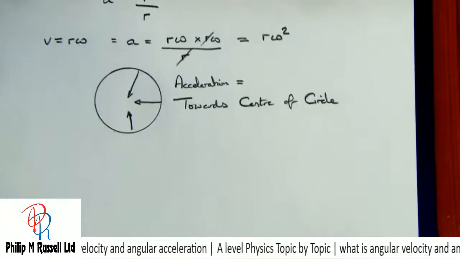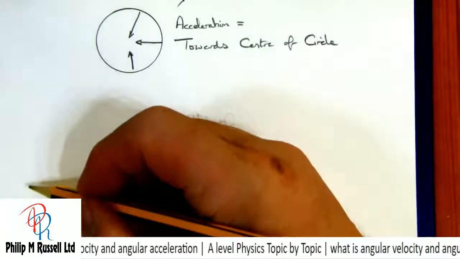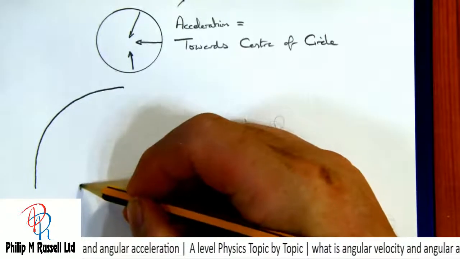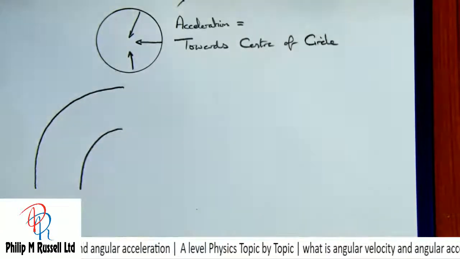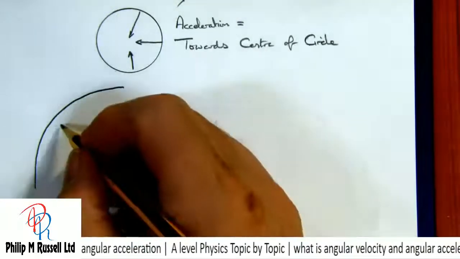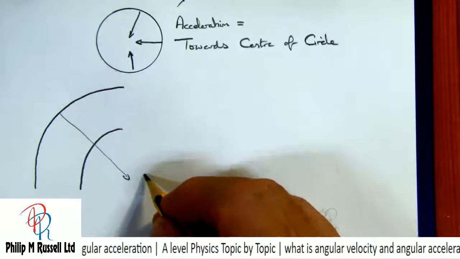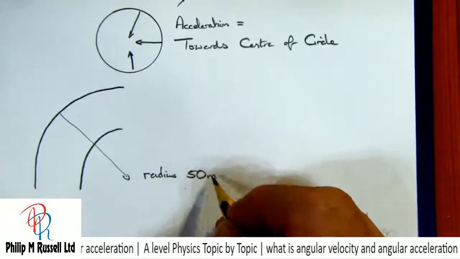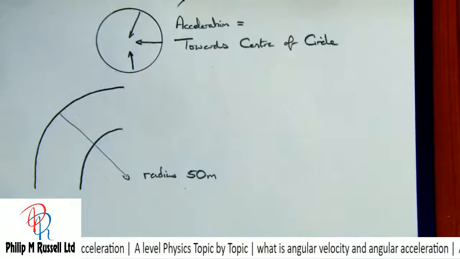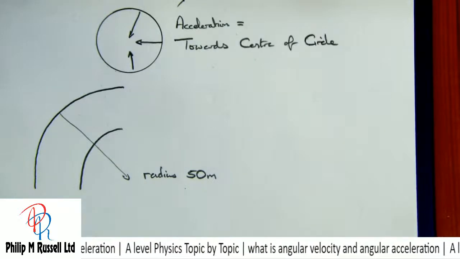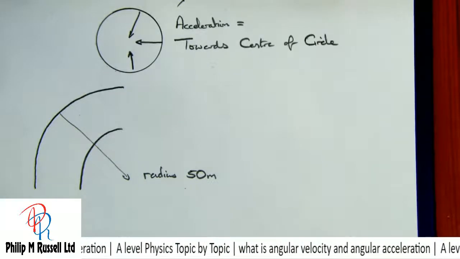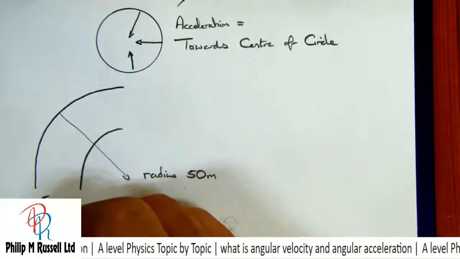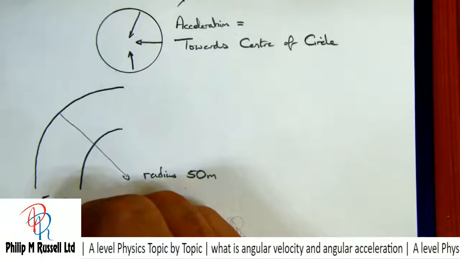So, how about this for an idea? We've got a car travelling round a bend. The bend, we're going to give this a radius of, let's say, 50 meters, and we can have the car moving at a speed of, I don't know, 5 meters per second.